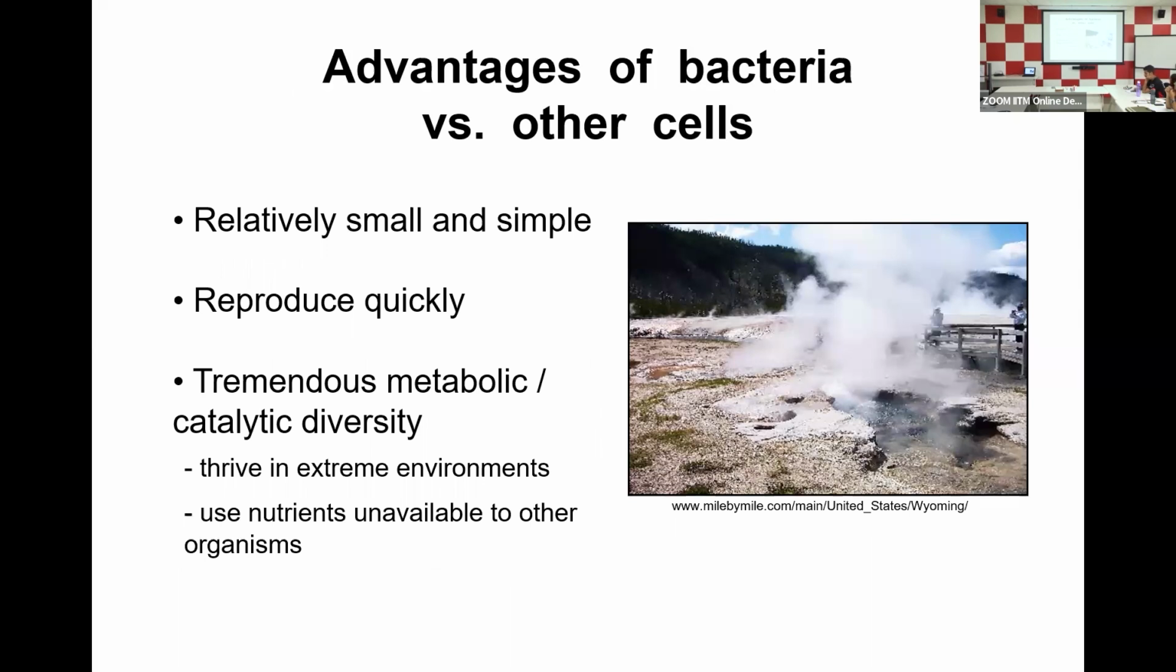So, as I mentioned before, bacteria offer some advantages with respect to other cells. They are small, they reproduce very quickly, they have a great diversity, and in many cases we can isolate bacteria that are present or can survive in extreme environments, and they also use nutrients that are not available to other organisms. So one of the grand views of metabolic engineering is to use waste and convert waste into value. And this is something that so far only bacteria can do in an ambient environment.